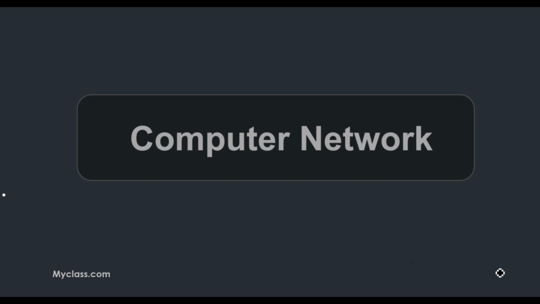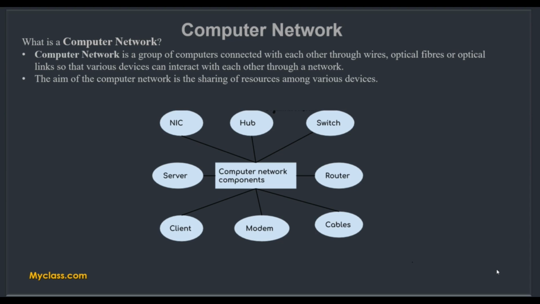From this video, we are starting a new subject tutorial, that is computer network. So this is the first video on computer networks. In this video, we are discussing what is computer network and what are the main components of computer network. So what is computer network?